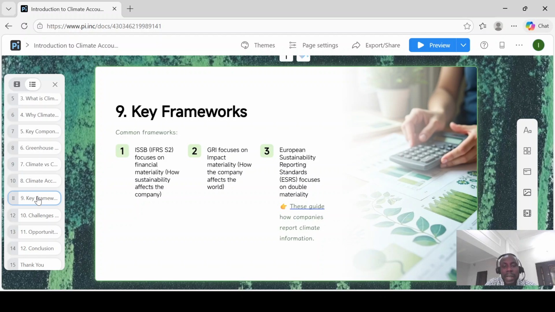The European Sustainability Reporting Standard, which was developed for the European framework, focuses on double materiality. So it is a consortium of both the IFRS S2 and the Global Reporting Initiative. So it deals with both financial materiality and impact materiality.